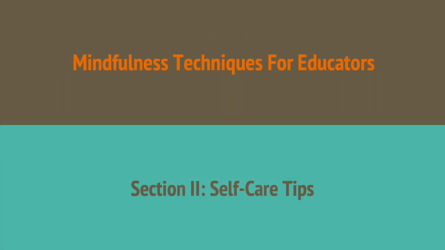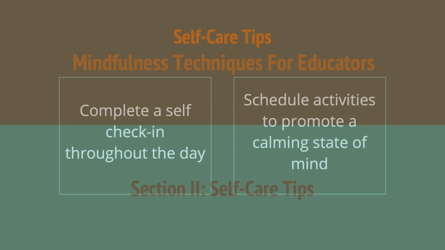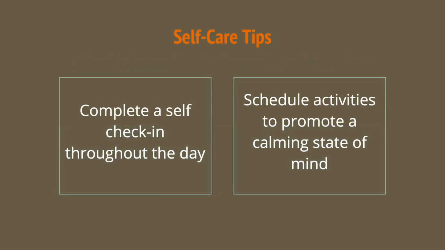The second technique in this unit we will be discussing is self-care tips. One self-care tip includes completing a self-check-in throughout the day. For example, twice a day identify what emotions you are feeling. Another self-care tip includes scheduling activities to promote a calming state of mind, such as allotting yourself 20 minutes of your day to complete a puzzle, do a mind game, or complete a relaxing activity that you find satisfaction in.